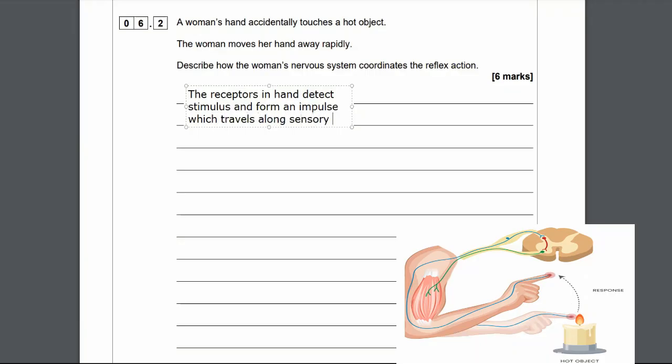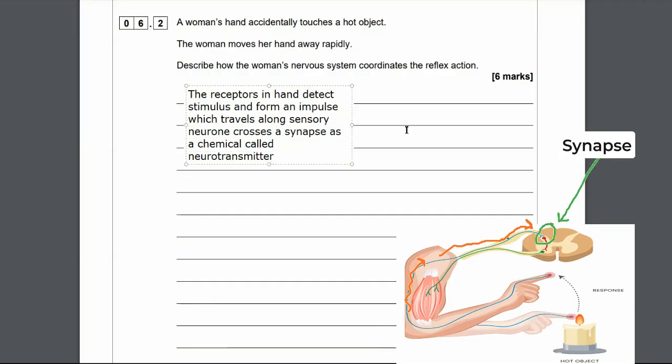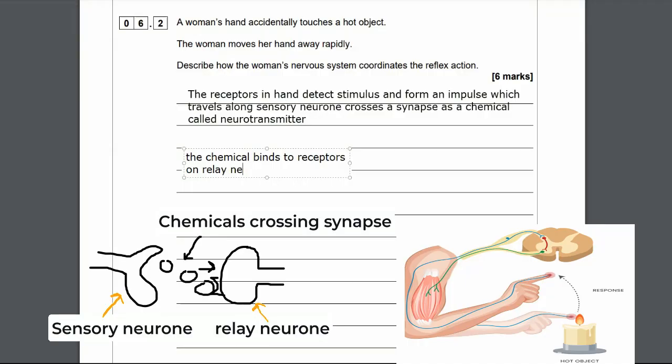Now, these receptor cells create an impulse, which is a small electrical message or signal that's going to travel along the sensory neuron until it reaches a gap between the two neurons called a synapse. Now, at the synapse, the message goes from being electrical to chemical. The chemical transmitters cross that gap called the synapse by diffusion and bind to receptors on the other side at the next neuron.